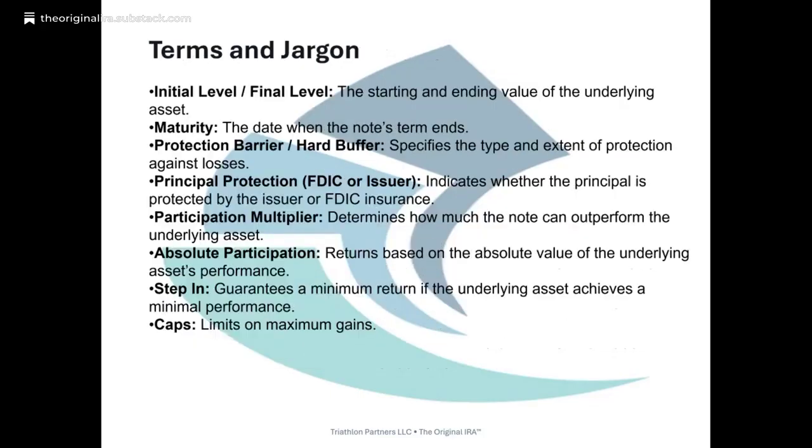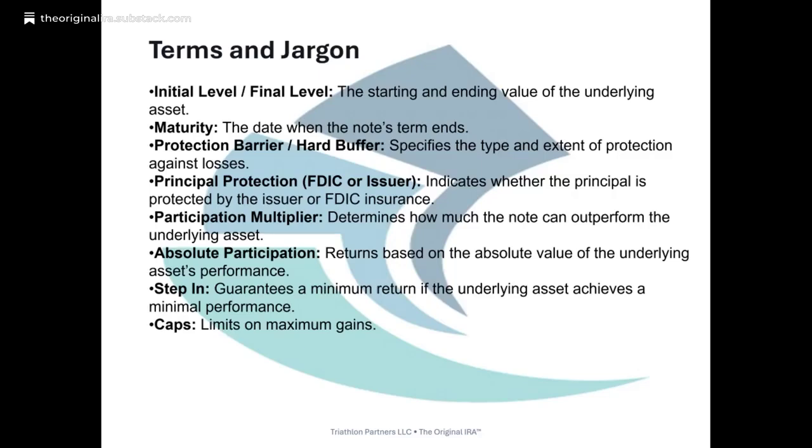There's a lot of defined terms and jargon associated with structured notes. There's an initial level or initial date, final level, final date. Now, maturity is the date or the length of time when the note ends. Notes have something called protection. There are different types of protection. Sometimes the protection is called a barrier, and sometimes it's called a buffer. Those are two different things. We also have principal protection, either by the issuer or that's FDIC insured, that's government insured, just like a CD.